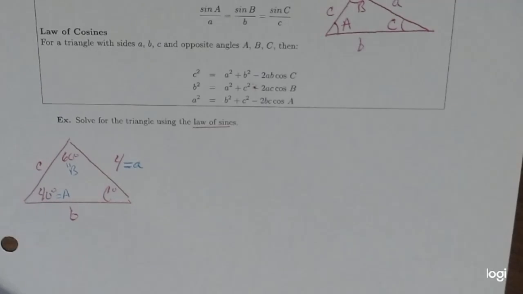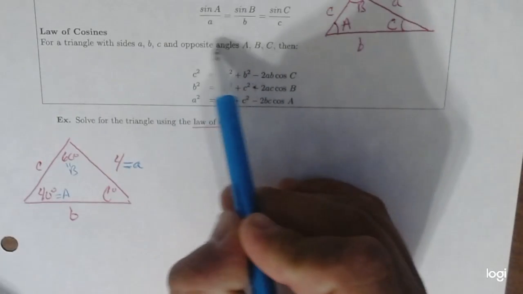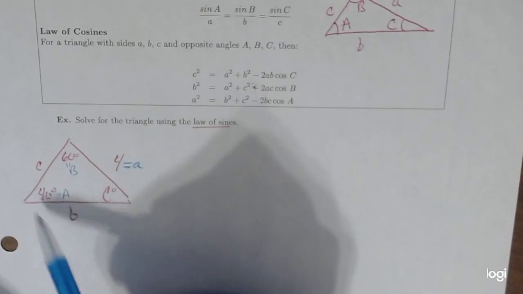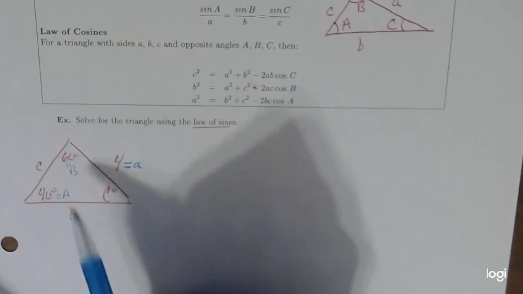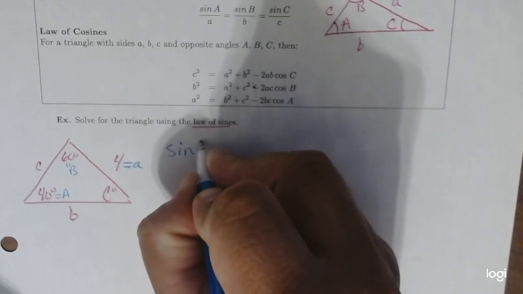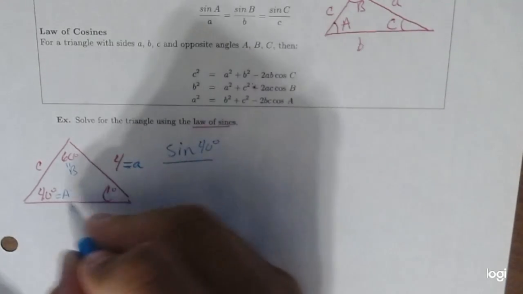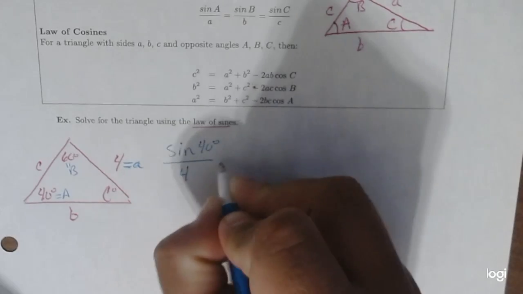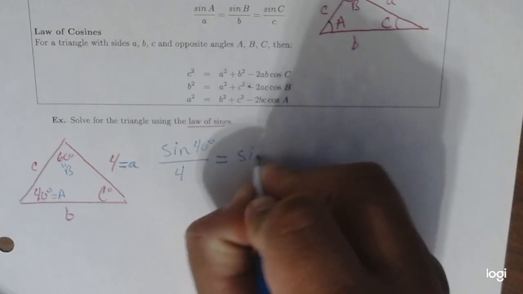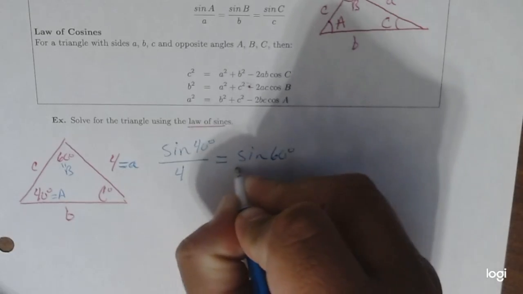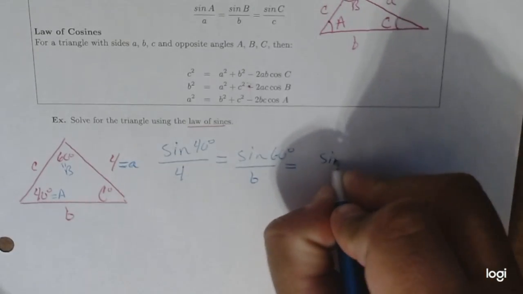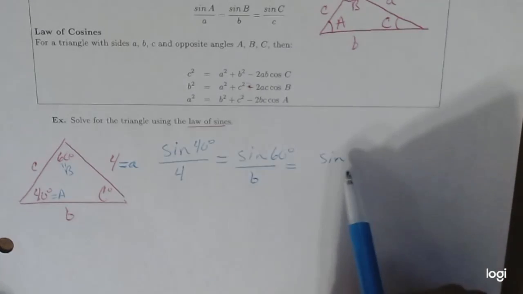So what we want to do now, using our law of sines, is write down this formula using the angles or the numbers given to us. In this case, we'll have sine of A, which is 40 degrees, over side A, which is 4, must equal sine of B, which is 60 degrees, over side B, and this is equal to sine C. Well, we don't know what C is, right?